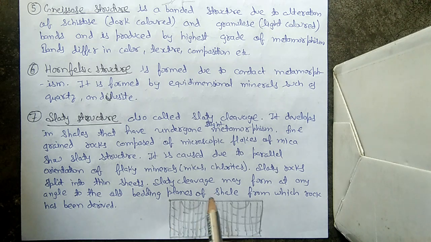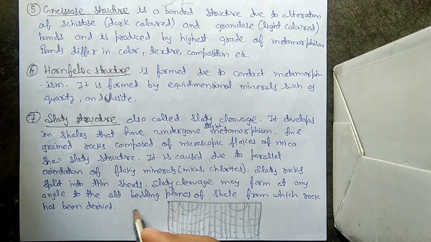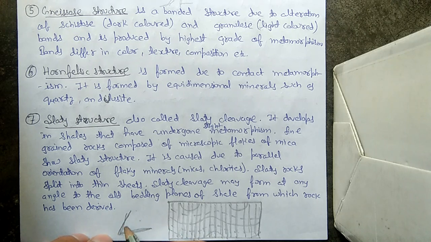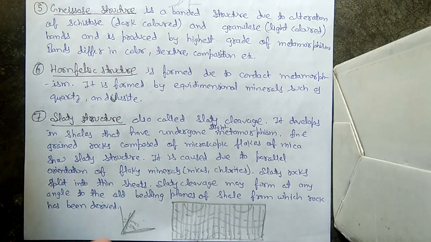The angle between the bedding plane and slaty cleavage may be anything. Okay, it can be greater, it can be smaller, and the slaty cleavage may form at any angle to the bedding plane of the shale from which the rock has been derived. This is the bedding plane of shale and this is slaty cleavage. It can form at any angle, at this angle also, at this angle also, means any angle. So this structure is called slaty structure.